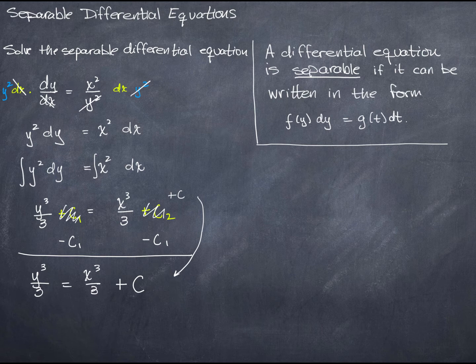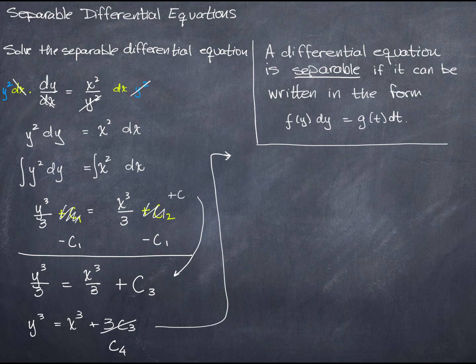But I'm trying to solve this differential equation, which means I'm looking for y. What is y in terms of x? So I need to continue with the algebra here. Let's go ahead and call this c3 for now. If I multiply both sides by 3, I get y cubed equals x cubed plus 3c3. Well, guess what? That's just a constant. c3 is a constant, and 3 times that constant is another constant.